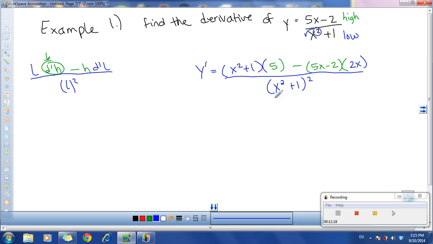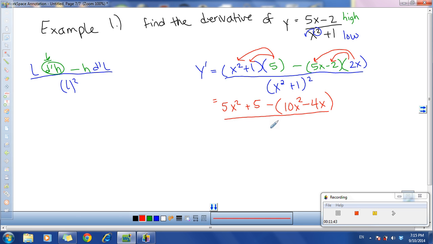Looks a little bit messy, but nothing that we can't clean up, so let's simplify a little bit. So that's 5x squared plus 5 minus 2x times 5x is 10x squared, and then 2x times the negative 2 is negative 4x, all over x squared plus 1, quantity squared. I'm just going to leave that one alone. And I'm going to distribute that negative, so that becomes a plus, that's a minus, and that's a plus after I distribute it.